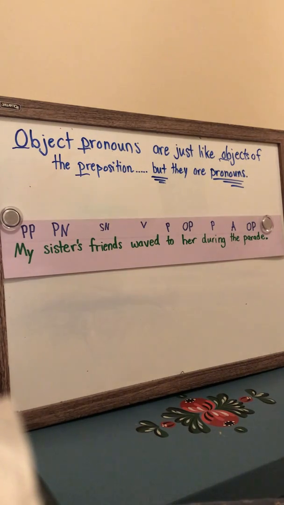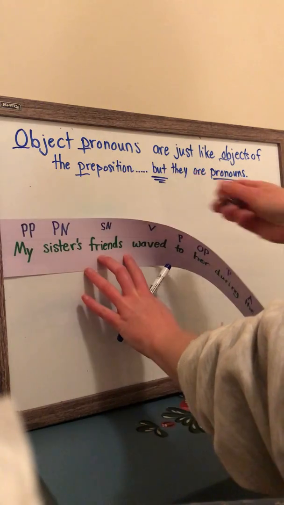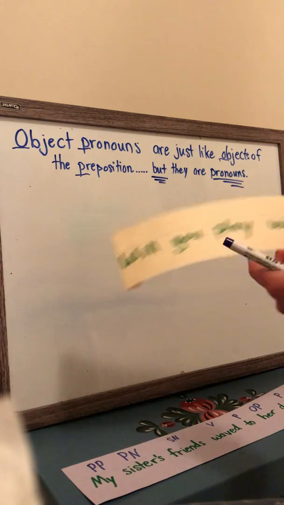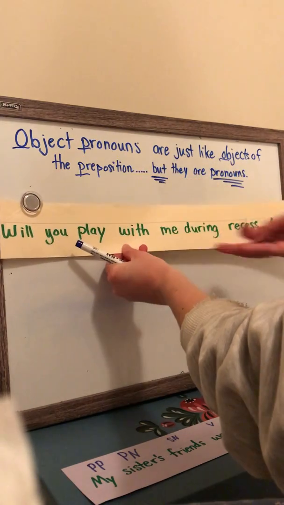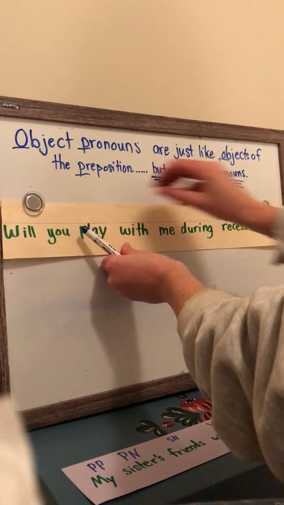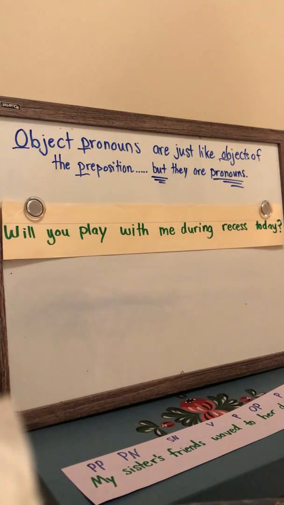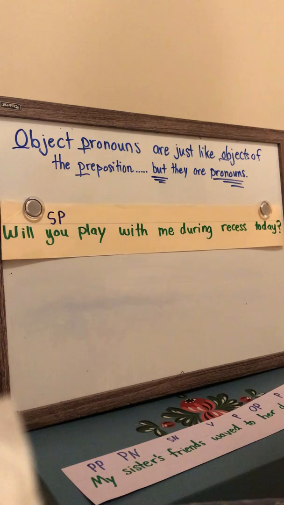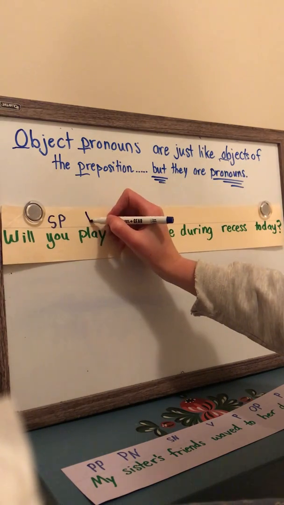Now let's look at our second sentence. Our second sentence here says, will you play with me during recess today? Who will play with me during recess today? You, subject, pronoun. Subject, pronoun. What is being said about you? You will play. Verb. This is our verb.